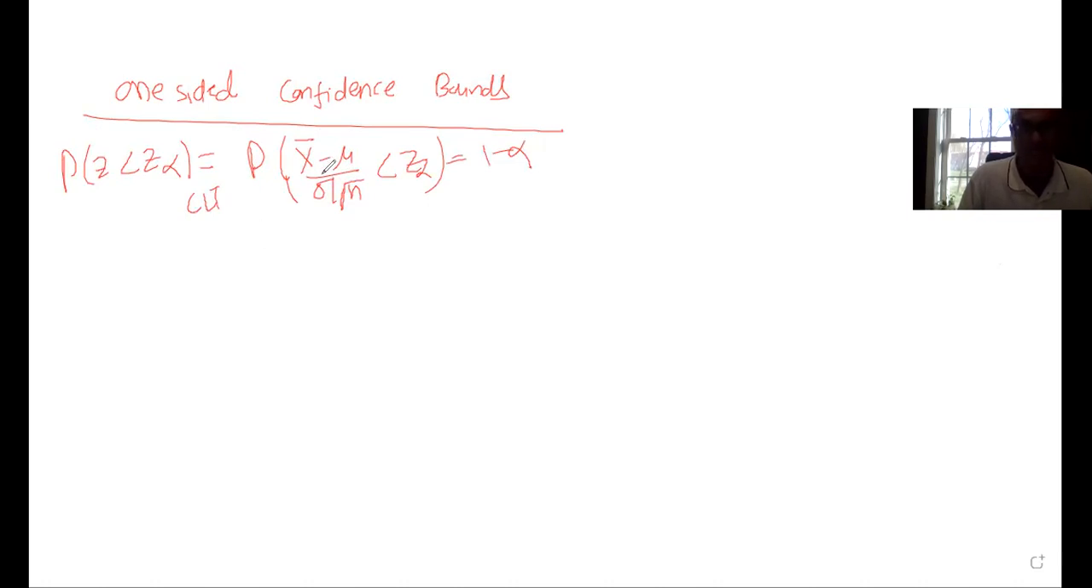Again, you are looking for this nu, just like the previous calculation. You can do something like this. Multiply by sigma over root n, take this one over here, subtract x bar throughout, and then change the sign, and then nu. So you're going to get that nu is greater than x bar minus z alpha and sigma over square root of n, that is equal to 1 minus alpha. This is called the lower bound.